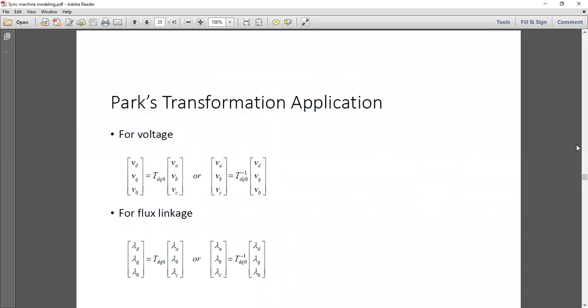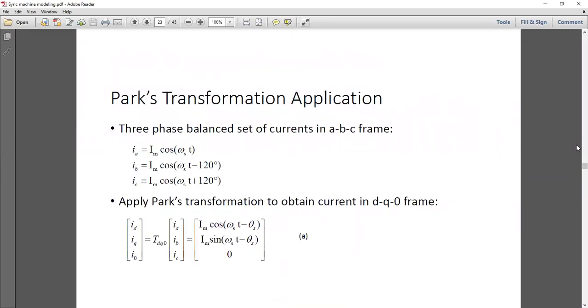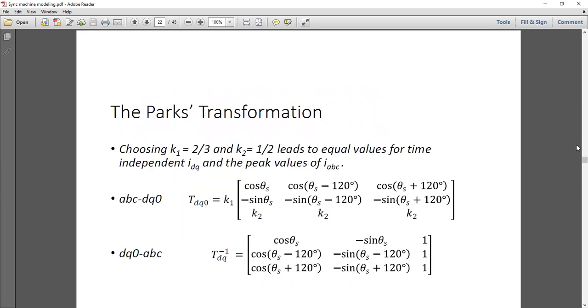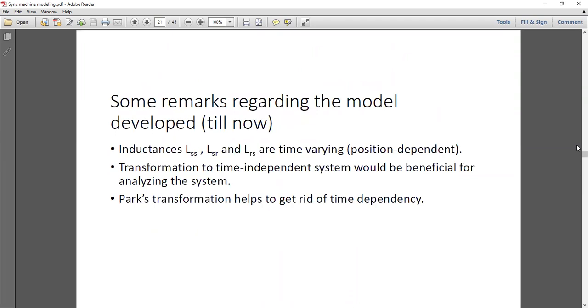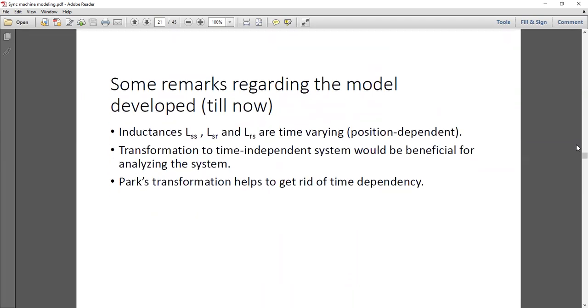So in the last class, basically, we introduced the concept of the Parkes transformation with the target to actually have the independency of the inductance matrices with respect to time or with respect to position. So this was the basic target why we actually introduced the Parkes transformation matrix.